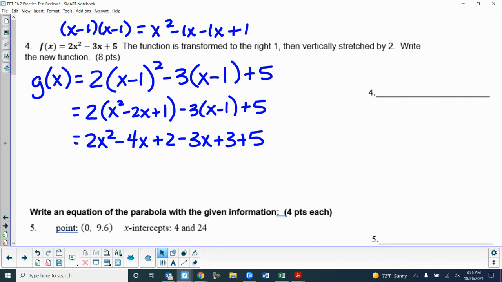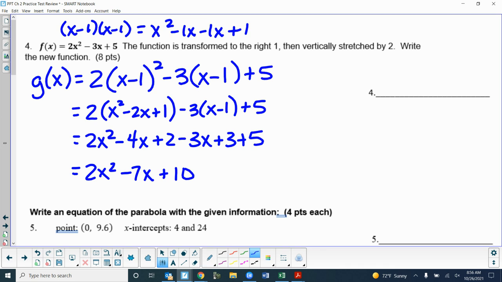Combining like terms, I got a 2x squared. -4x and a -3x is -7x. 2 plus 3 is 5, plus 5 is 10. So that's just moving it right 1. We finished that part, but there's another part.